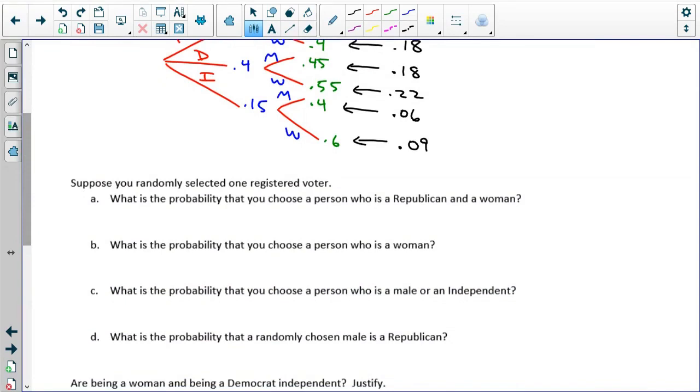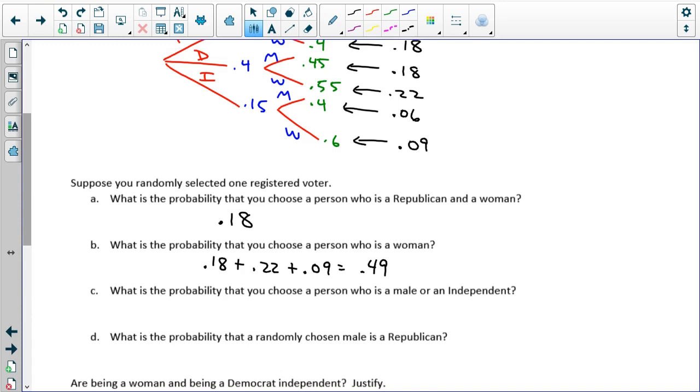Suppose you randomly selected one registered voter. What's the probability that you choose a person who is a Republican and a woman? We already calculated that to be 18%. Probability that somebody you choose is a woman, we just add together all of the woman categories. So we had 0.18 plus 0.22 plus 0.09. So those are the three woman categories that we have. That's 49%.